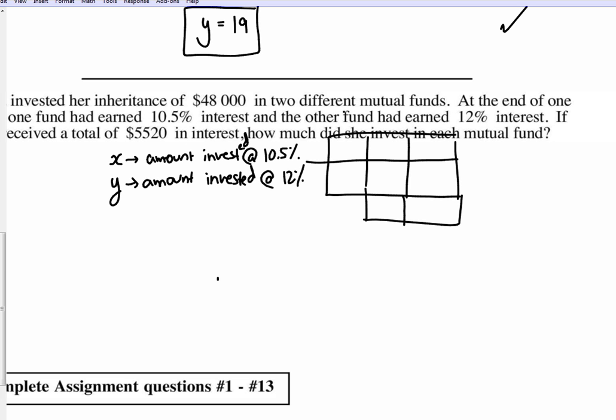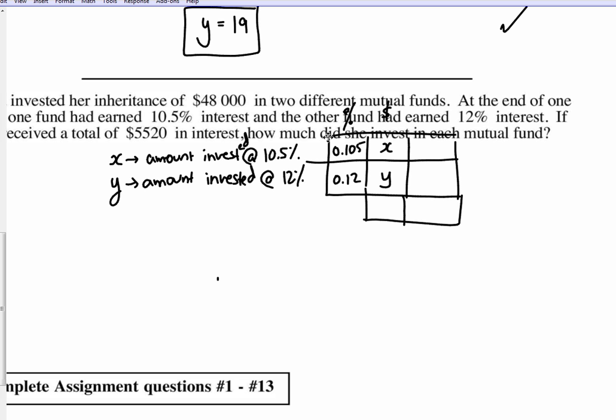So the first column is your percentage. So your percentage at 10.5%. How would you write that percentage? Would you write it as 10.5 or would you change it to a decimal? A decimal. So 0.105 and this would be 0.12. The second column would be the amount invested. How much you invested. So how much did we invest at 10.5%? X. This is always where your variables go.